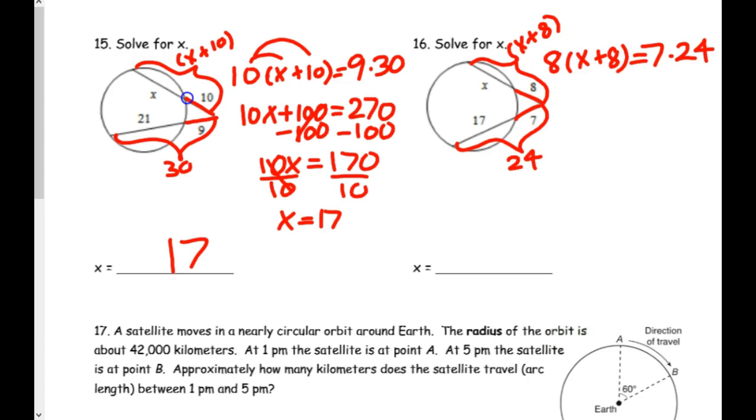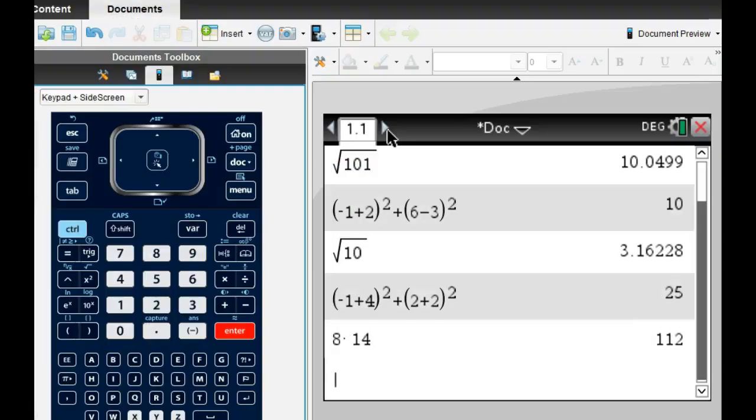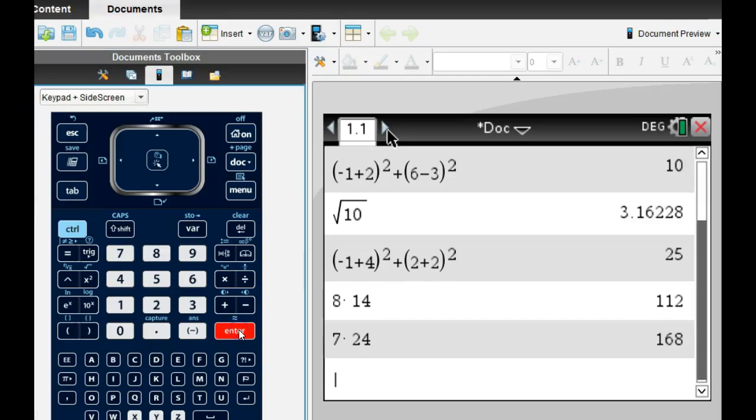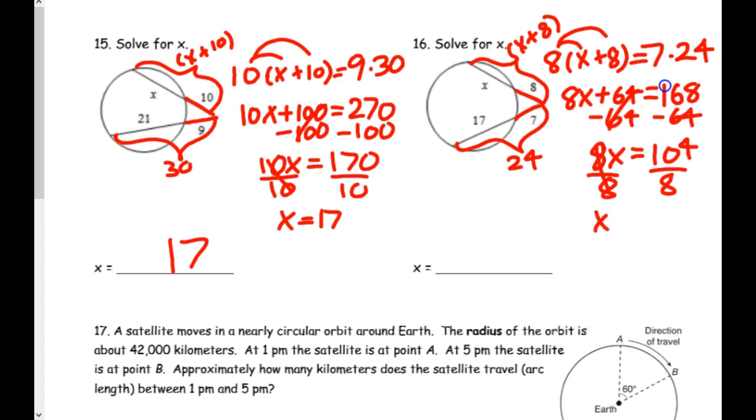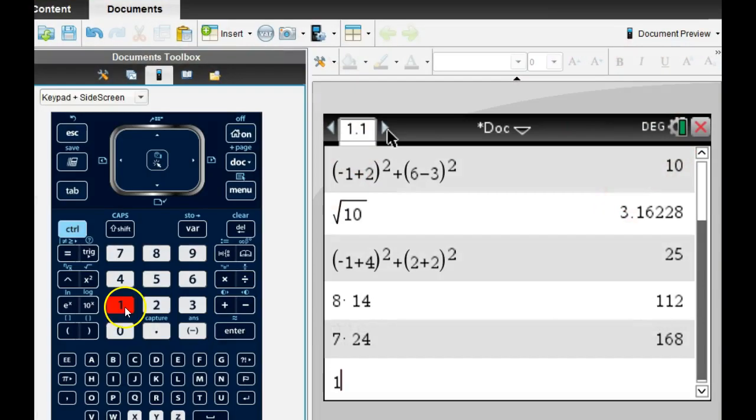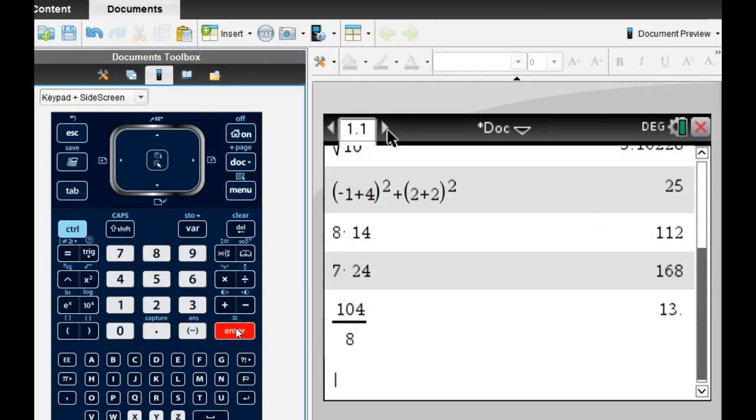All right, so let's distribute. 8 times x is 8x. 8 times 8 is 64. And what is 7 times 24? 168. We get rid of the loner, minus 64. 104. Divide by 8. 13.